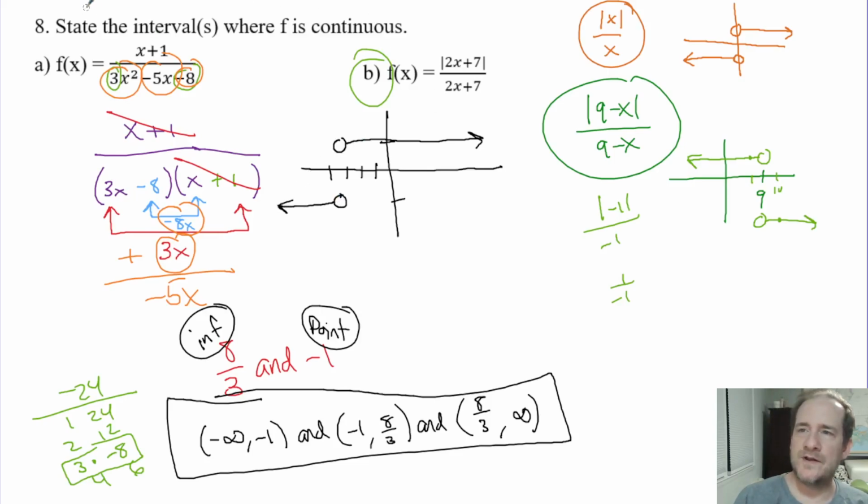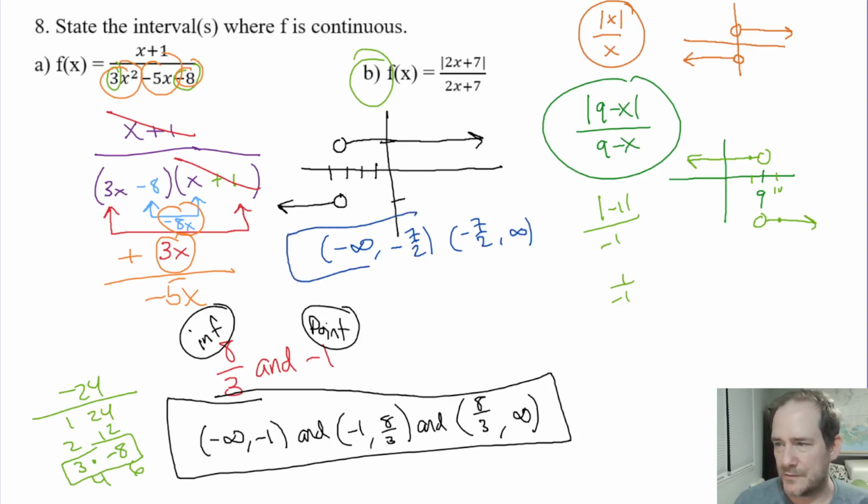None of this matters all that much because you weren't really asked to do all that much. You were just asked to say where we're continuous. And so looking at the picture now, you can see that we're continuous from negative infinity up to the 0 of the denominator, negative 7/2. And then we're continuous again from negative 7/2 to infinity.